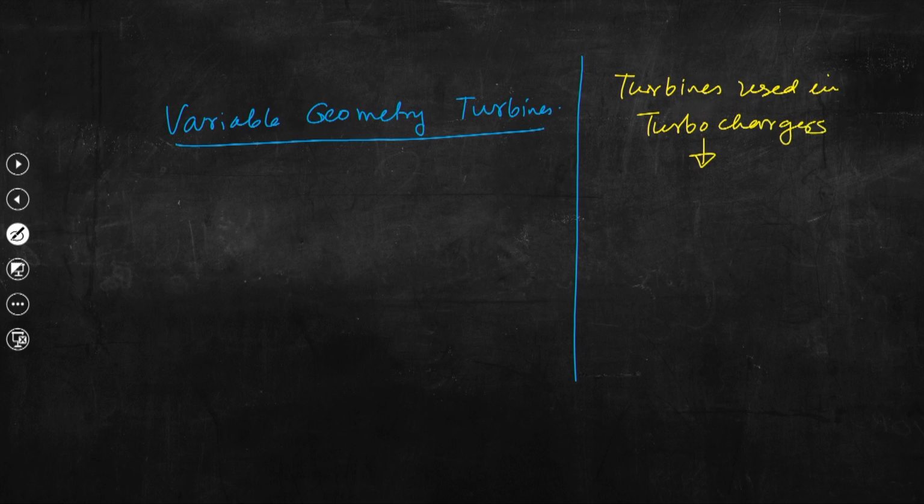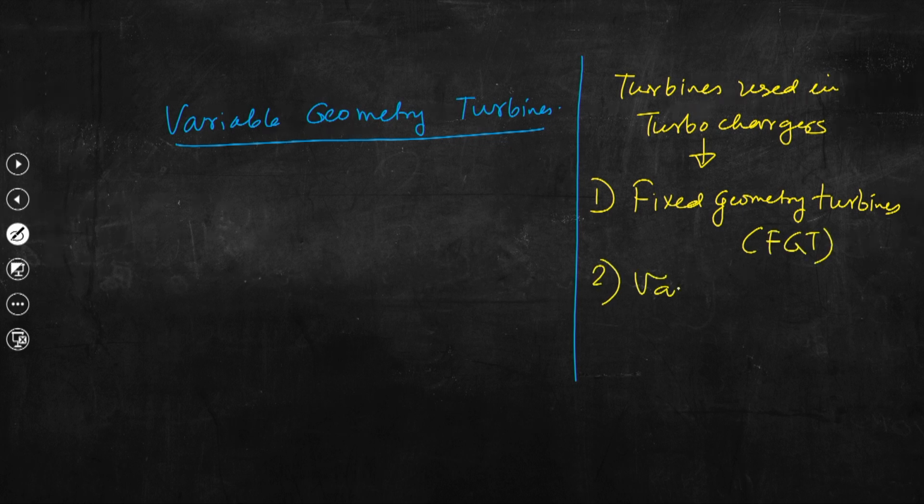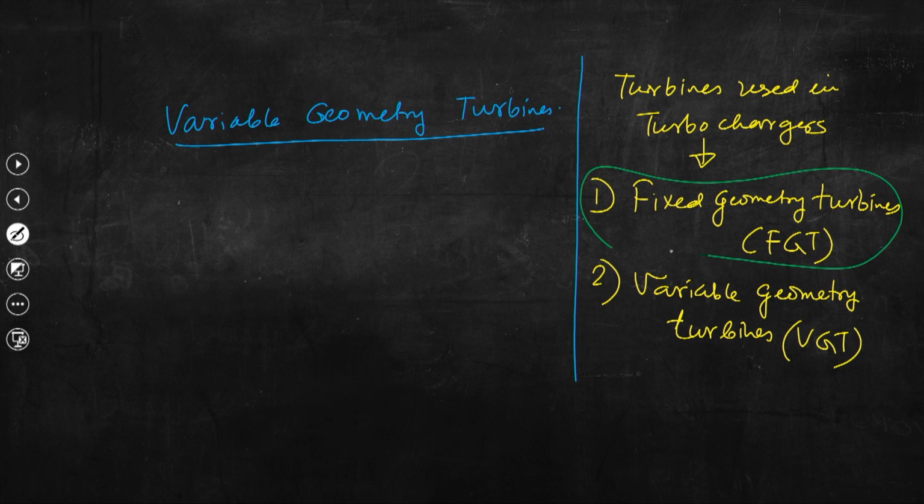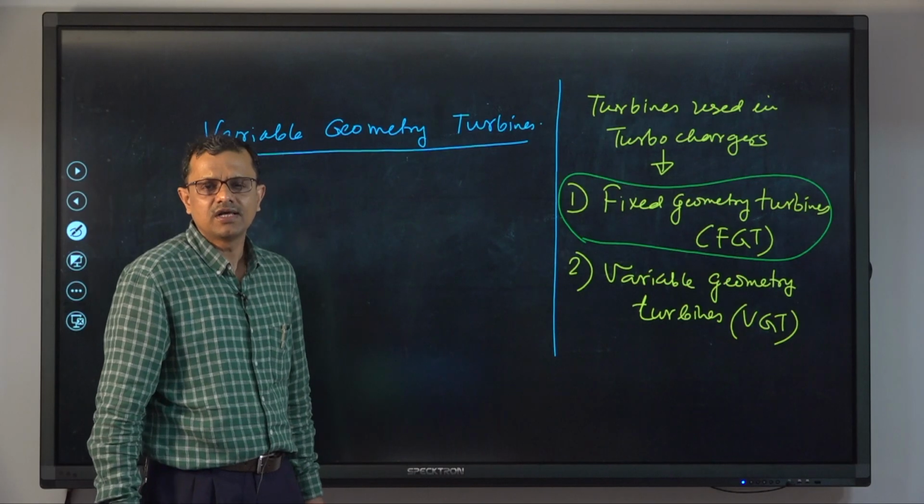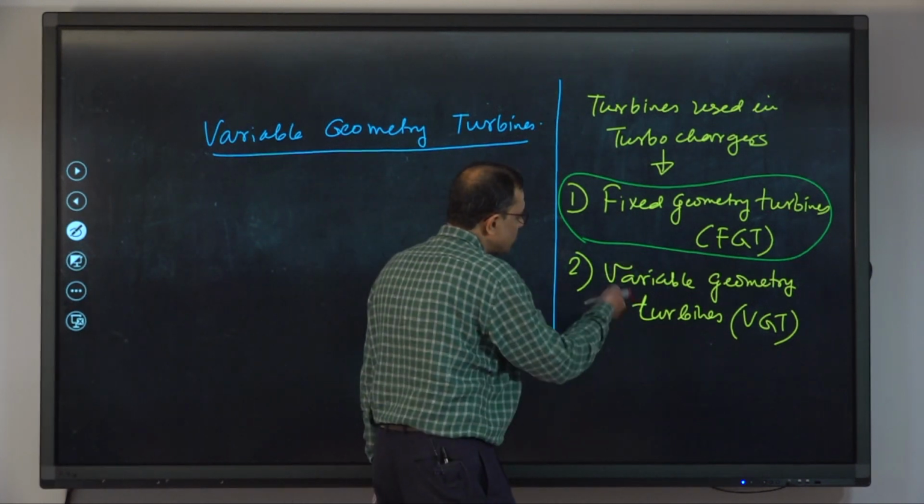Turbines used in turbochargers are categorized into two subclasses. One is fixed geometry turbines, which are known as FGT, and number 2 is variable geometry turbines, and this is VGT. So, if we consider this particular case first, we should know why the fixed geometry turbines are not suitable for turbochargers, and only then can we discuss the other one.